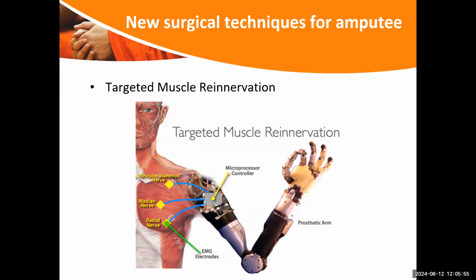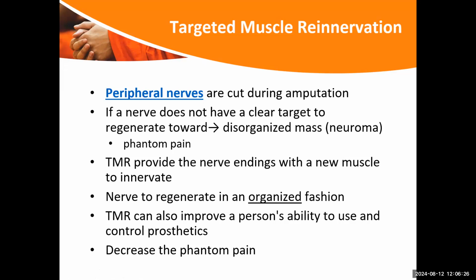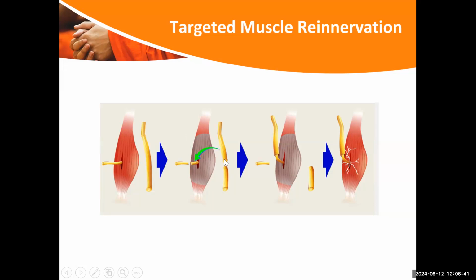Okay, so another surgery, the targeted muscle reinnervation. So what is targeted muscle reinnervation? It basically means when you amputate, the nerve is cut, so you find a muscle that is not very functional to branch into that muscle. Okay, why do we need to do this surgery? Just now I talked about a patient who was very painful when the doctor assessed. Okay, so why does she need that surgery? If the nerve does not have a clear target to regenerate towards, it means you cut and nothing is attached to it. Okay, so usually before, we just put it underneath the muscle.